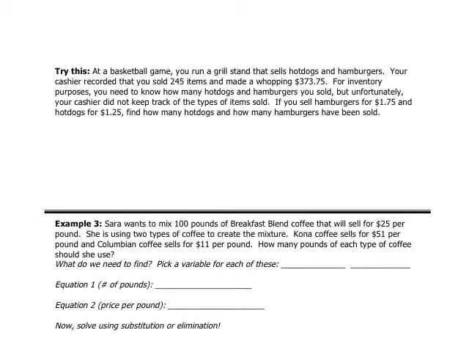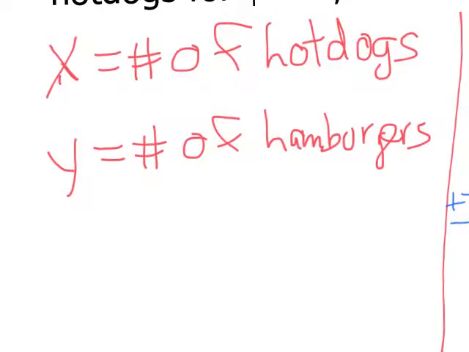I want you to do the try this up at the top. Okay? So go ahead and do the try this up at the top together with your partners. Go ahead. All right, so I start off by finding what they're asking me for and creating my variables for that. It's asking me for a number of hot dogs and a number of hamburgers for inventory, right?